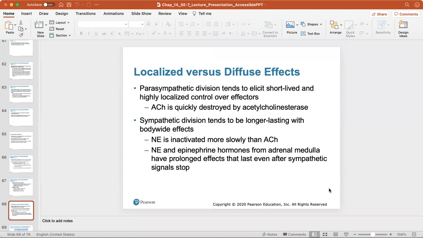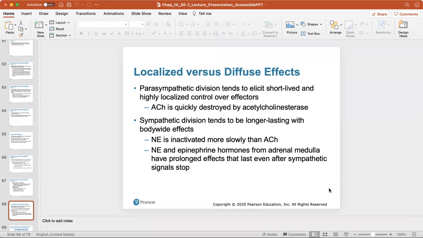Localized versus diffuse effects. Parasympathetic division tends to elicit more short-lived and highly localized control over the effectors. So acetylcholine is quickly destroyed by acetylcholinesterase, so it's a very short-lived response.